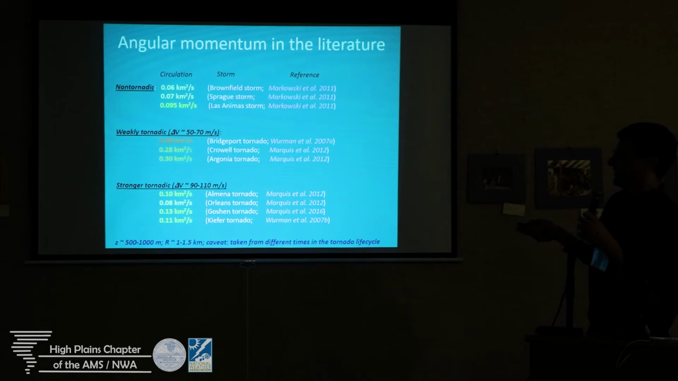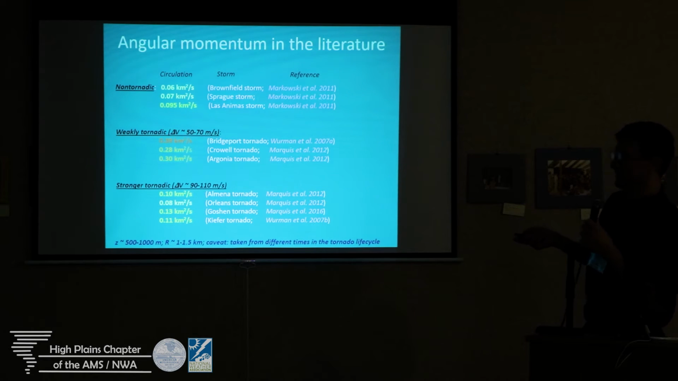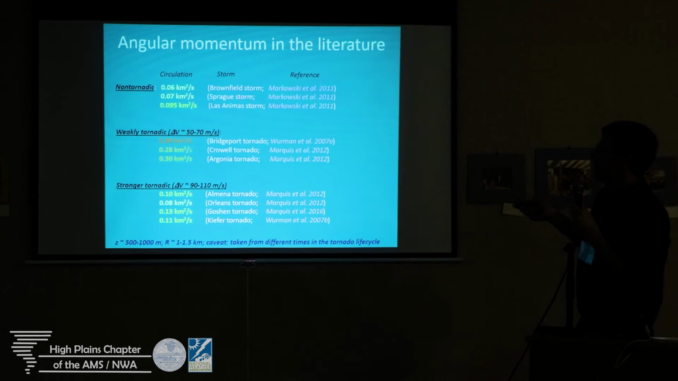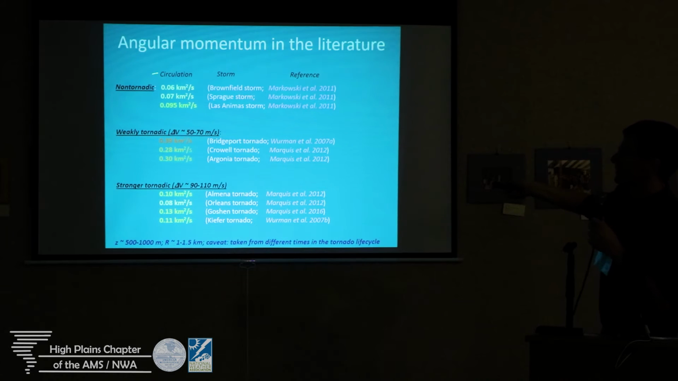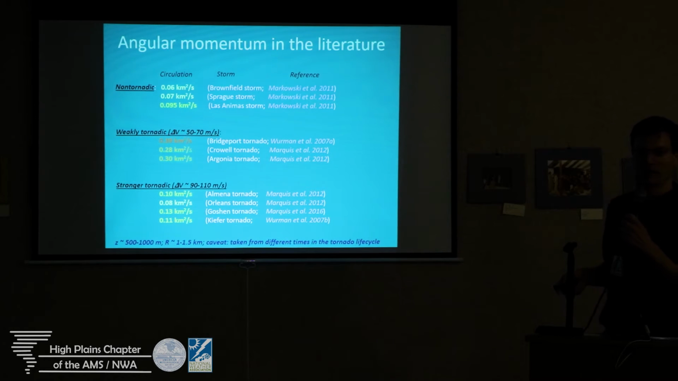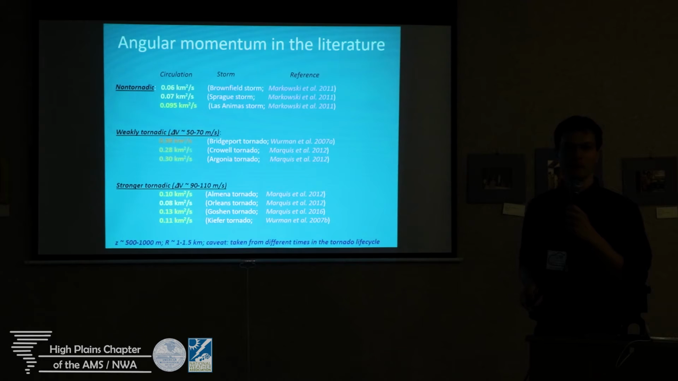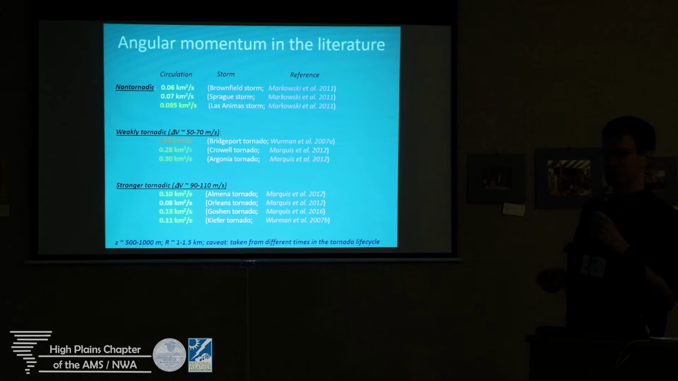What's kind of interesting, and yes, this is my biggest experiment in color theories, let's see if this orange shows up, it sort of does, is that the non-tornadic supercells seem to have values of circulation in their mesocyclones that are not dramatically different than the strongest tornadic supercells. They're a little bit stronger down here, but certainly neither of these match up to the weakly tornadic supercells that just have gobs and gobs of angular momentum in the mesocyclone, which is very interesting.